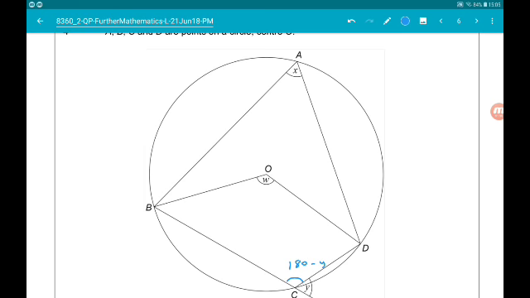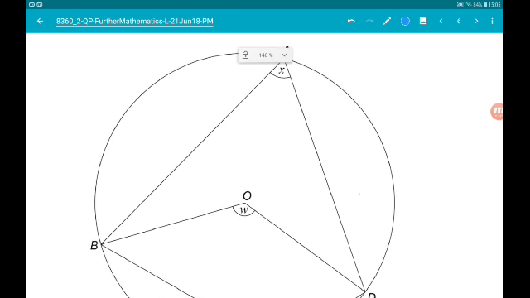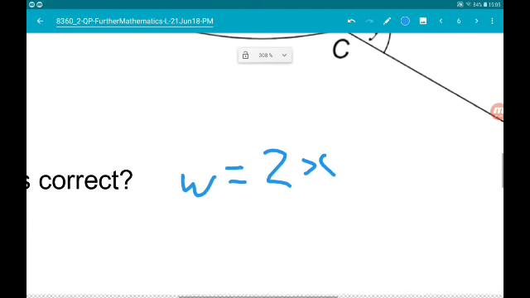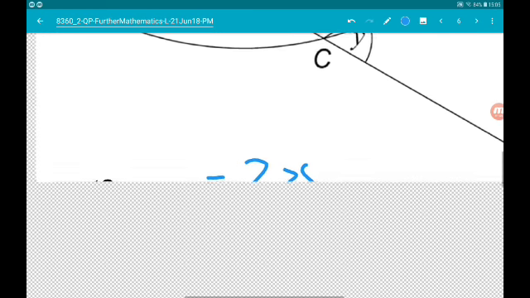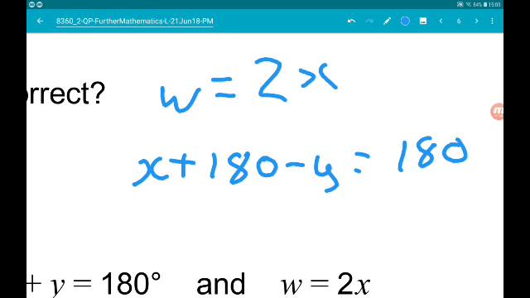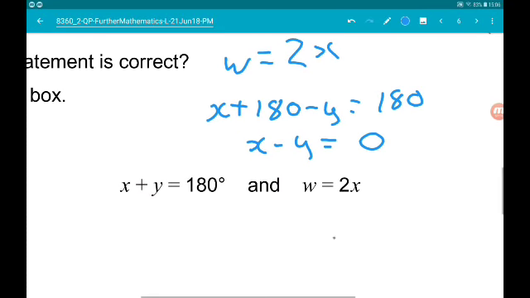So in terms of x and y, we can say that x add 180 minus y is equal to 180. So we can actually say that x minus y is 0. We take away the 180 from both sides. Okay, so it's not this first one.